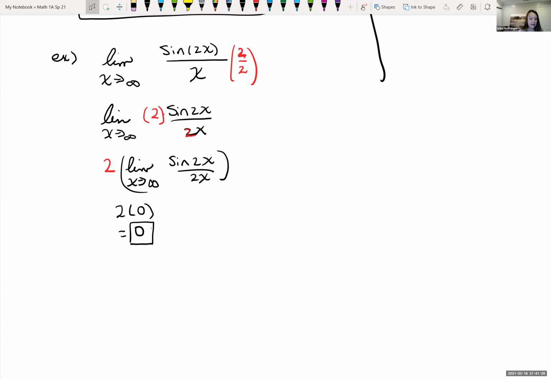So just watch for that. If you see something like that, where you have sine of something over x, you can manipulate it to be the same, then you can use this fact that it goes to 0.